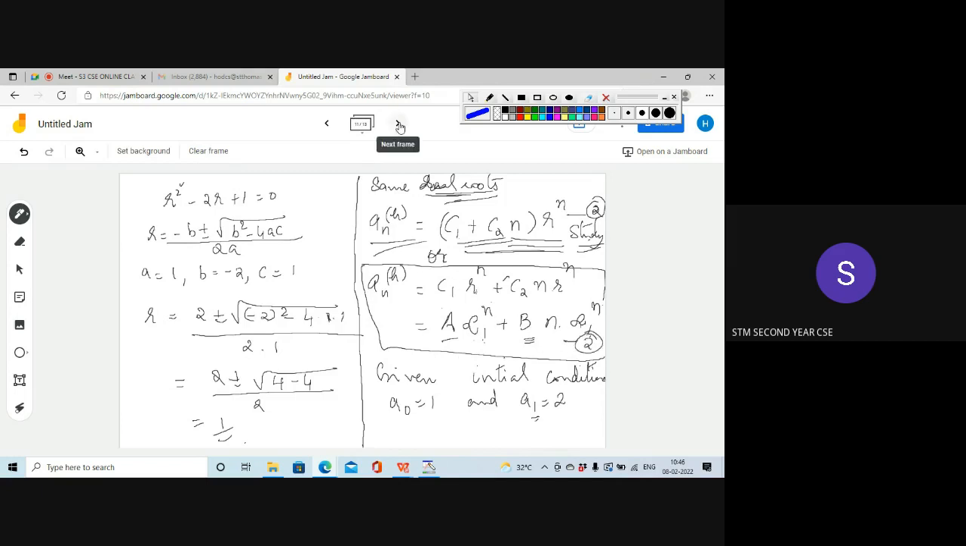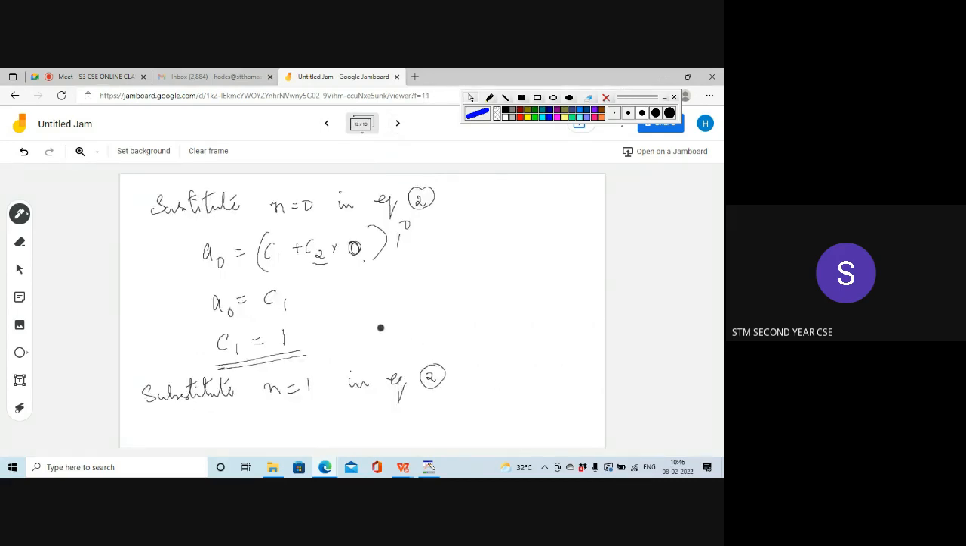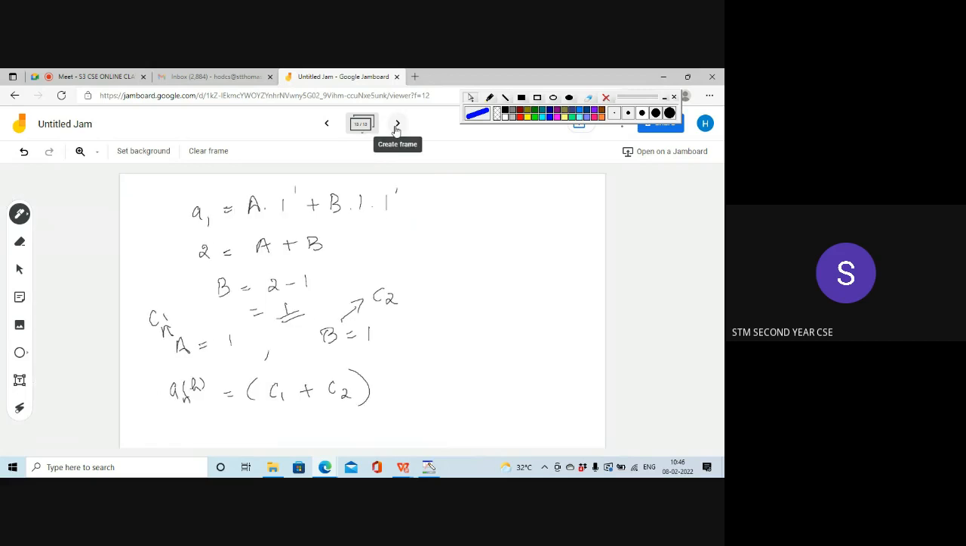Okay. So C1 plus C2 n into r raised to n. So instead of C1 it is A here, I have solved for A. So 1 plus 1 into n into r raised to n. So this is the homogeneous solution. Okay, 1 plus n into r raised to n. Okay, is it clear? Is it clear?